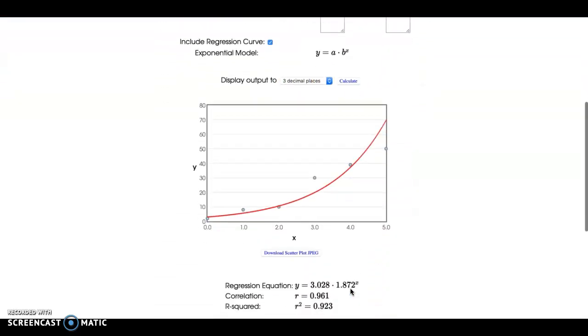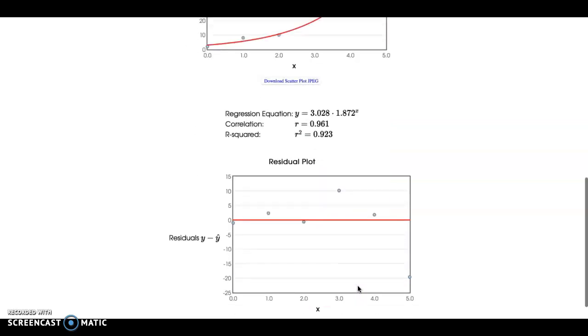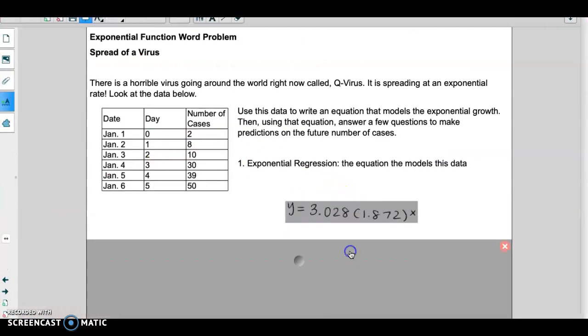And if we hit calculate, notice it estimates, right? It's going around and in between all of the points that are in our data. Because this is real life data, it's not exact, okay? But this equation estimates the average around those points. And this is the information that we want to pull out. So my equation is y equals 3.028 times 1.872 to the x. Okay, and now I can go back and write that equation down.